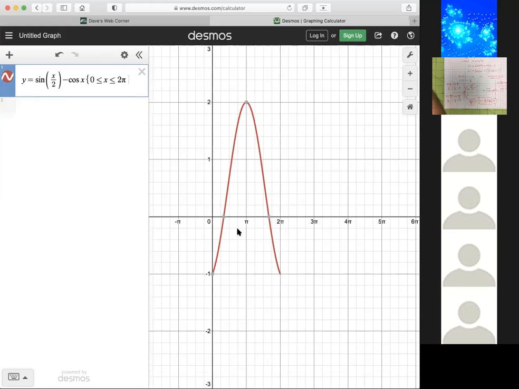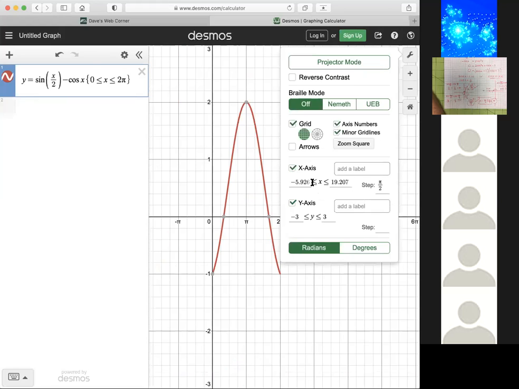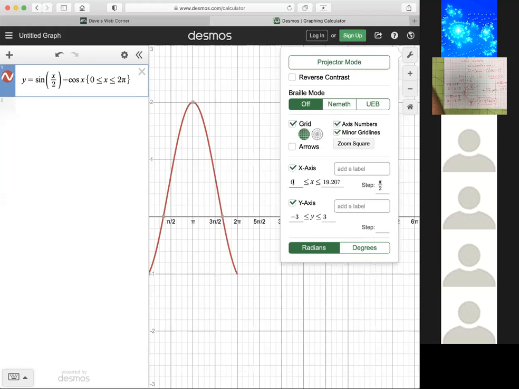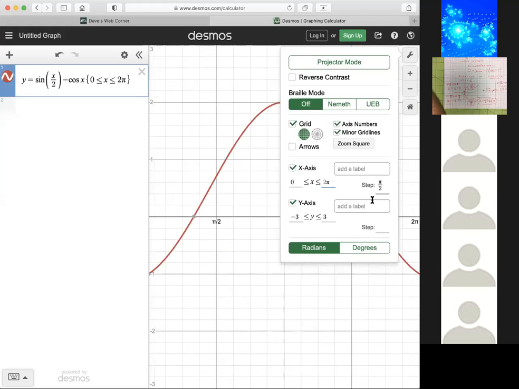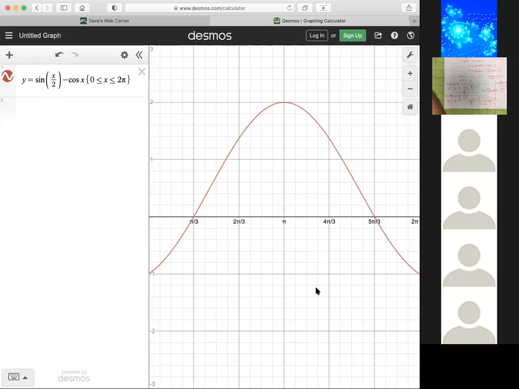Okay, good. Now I could expand this graph if I wanted to. Let's just run it visually from 0 to 2 pi. And let's set the step at pi over 3 and see what Desmos will draw for me. There's two crossing places. At pi over 3, 0. And at 5 pi over 3, 0. Those are the two solutions.